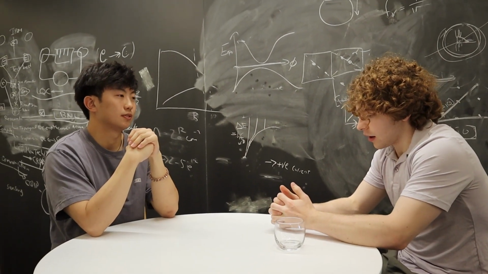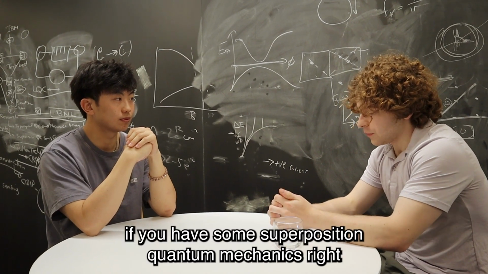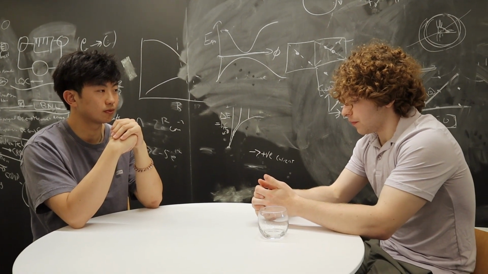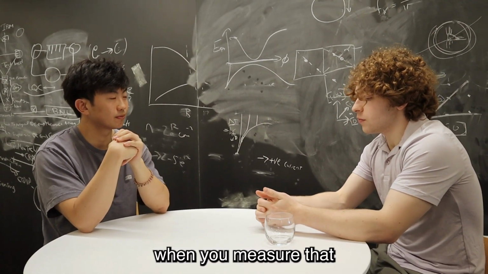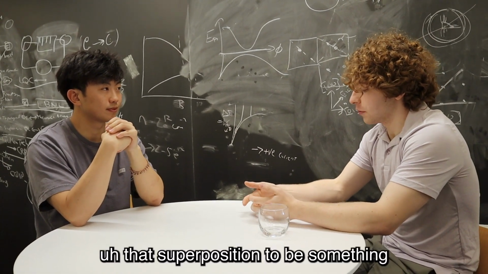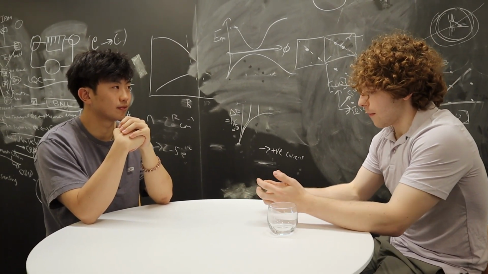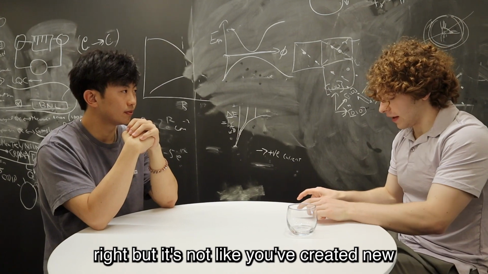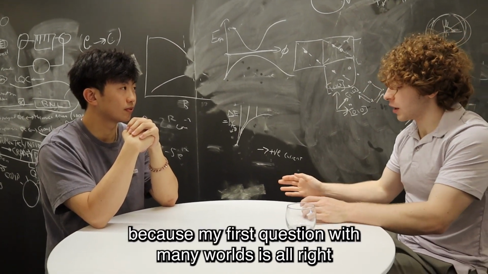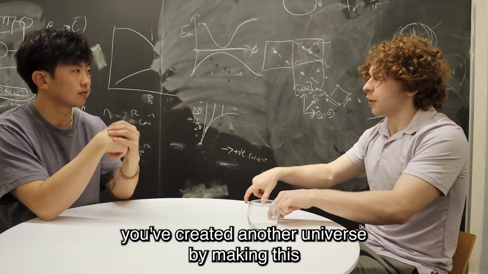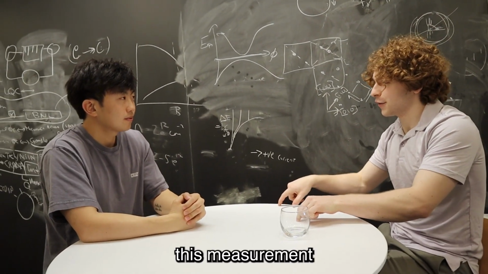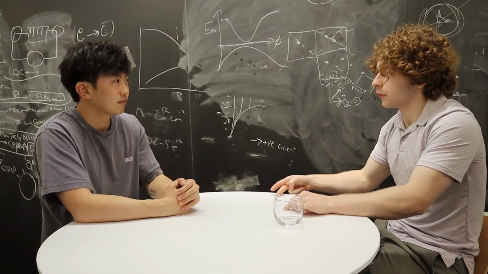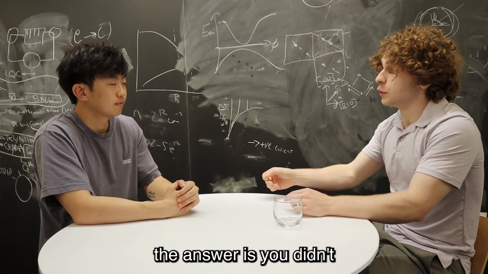But what many worlds says is basically, if you have some superposition in quantum mechanics, when you measure that superposition, both measurements happen and you get a branch point, right? But my first question with many worlds is, all right, you've created another universe by making this measurement. Where did all that energy come from? Where did all that matter come from? Why did we break conservation of energy, all of these physical laws? And the answer is you didn't, right?